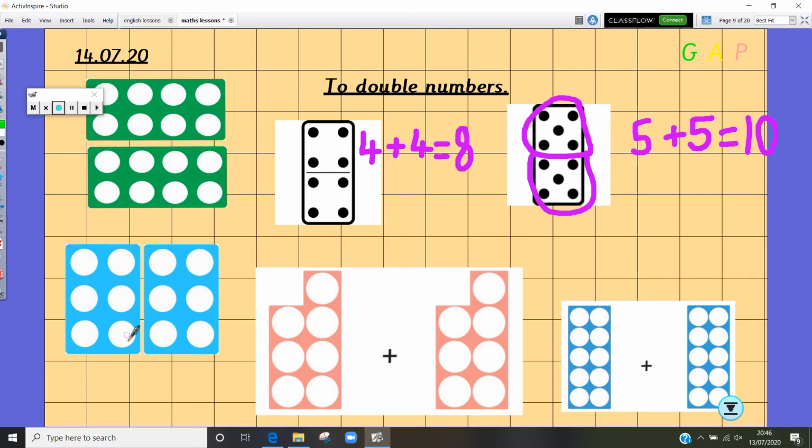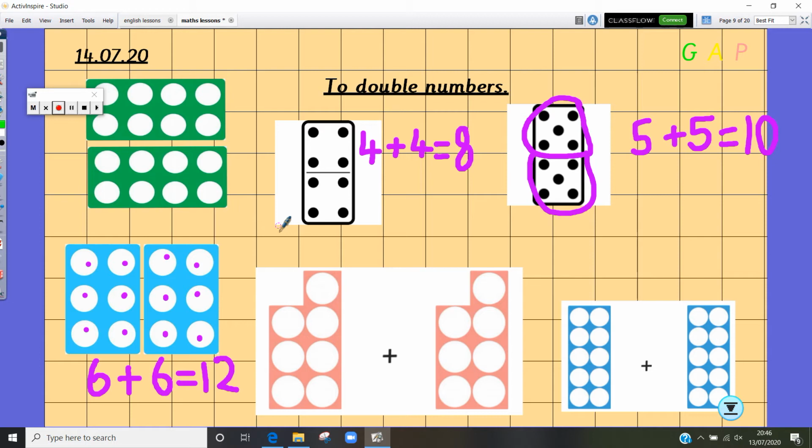So I have 2 pieces of Numicon here. My first piece of Numicon is to the value of 6. Now, because we're doubling, we're using exactly the same number again. So double 6, or 6 add 6 is, when I count the white circles that I can see, the answer is 12. So well done if you've managed to do that. We can check it. 1, 2, 3, 4, 5, 6, 7, 8, 9, 10, 11, and 12. Okay, so well done if you've managed to get that one correct.